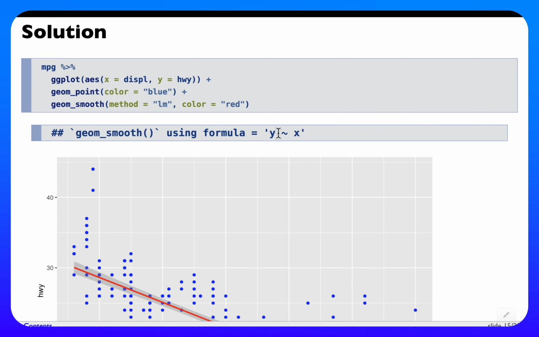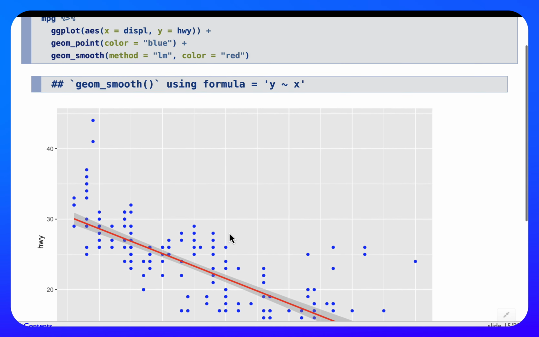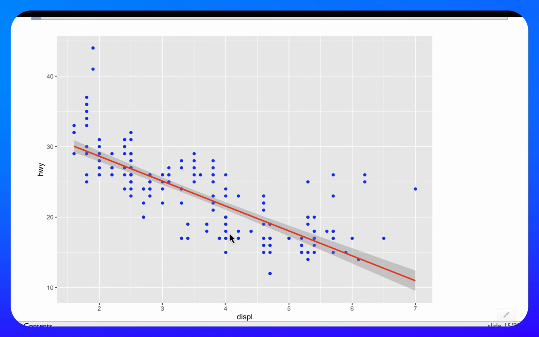Okay, you're back. So we start with mpg and then do a ggplot with the aesthetics x is displ and y is hwy. And we'll do a geom_point with color equals blue, plus a geom_smooth with method equals lm and color equals red. And this is what we see. Let's look at that and see what we observe.